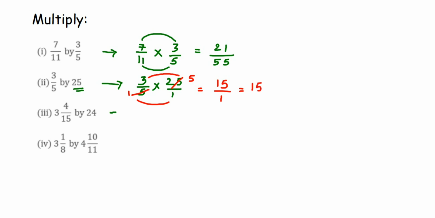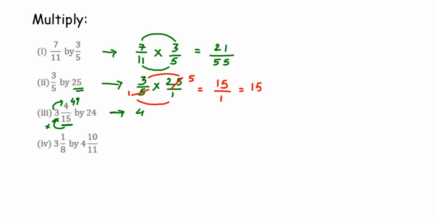Then the next one. Here we have a mixed fraction. So the first step is you have to convert the mixed fraction into an improper fraction. How to convert it? First you have to multiply the denominator and the whole number. Multiply these two. So 15 times 3 is 45. Then add the answer to the numerator. 45 plus 4 is 49. So I'll get 49 by 15.